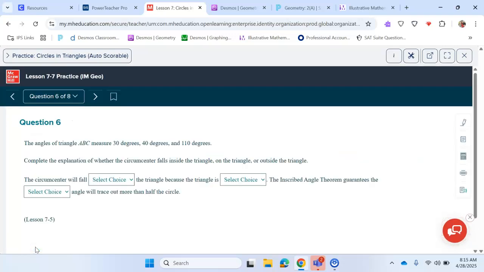Question 6. The angles of triangle ABC measure 30 degrees, 40 degrees, and 110 degrees. Complete the explanation of whether the circumcenter falls inside the triangle, on the triangle, or outside the triangle. The circumcenter will fall outside of the triangle, because the triangle is obtuse. It has an angle measure that's greater than 90, which is 110. The inscribed angle theorem guarantees the obtuse angle will trace out more than half the circle.